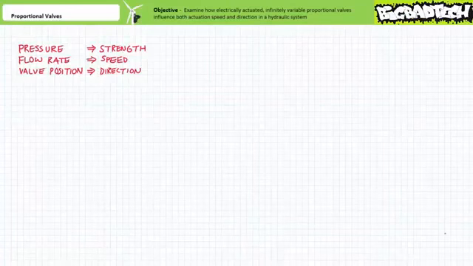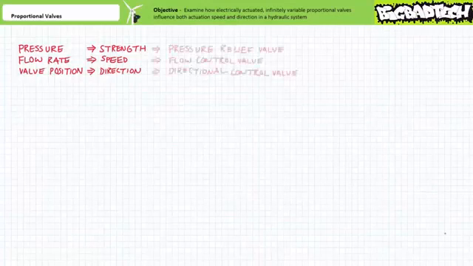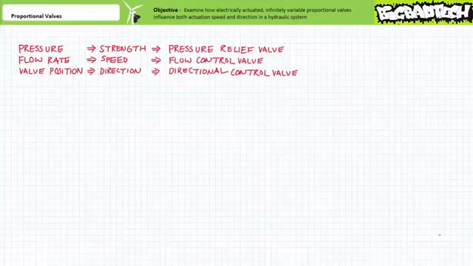As you're no doubt aware, certain properties influence the observed behavior of a hydraulic system. Pressure influences actuation strength, flow rate influences actuation speed, and valve position influences actuation direction. With some understandable overlap and interplay, control of these properties is customarily the responsibility of different components within a larger system. Pressure relief valves limit system maximum pressure. Flow control valves limit flow, and directional control valves stop, start, and change flow direction.